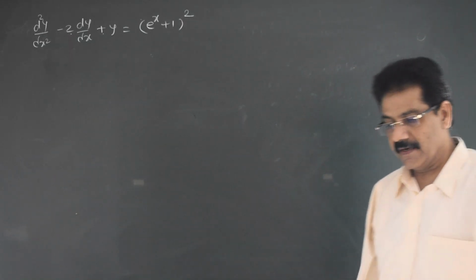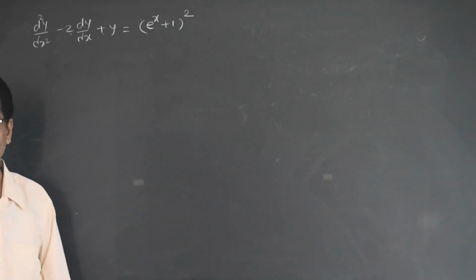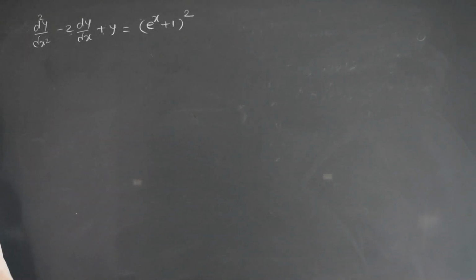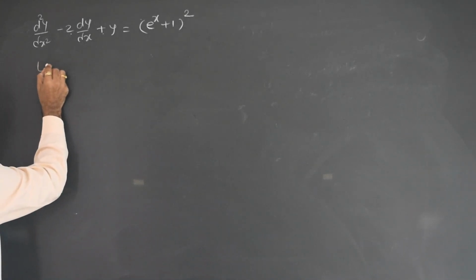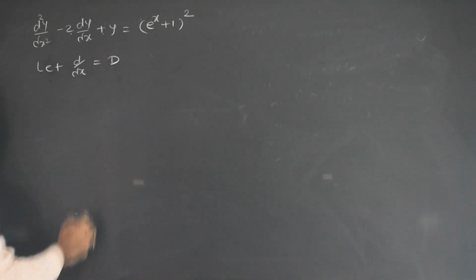Let us take the example d²y/dx² minus 2 dy/dx plus y is equal to (e^x + 1)². Now we are going to understand this example in detail, and how to take the steps, that also I will tell you one by one. Your first step is to assume d/dx as capital D.